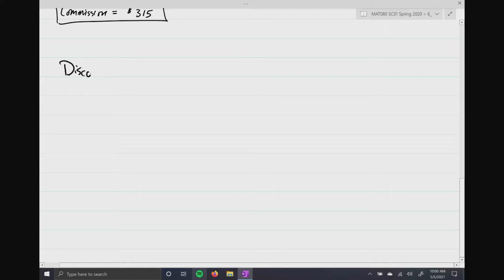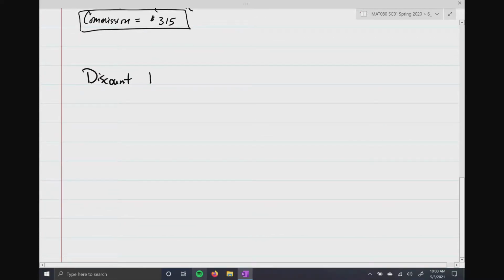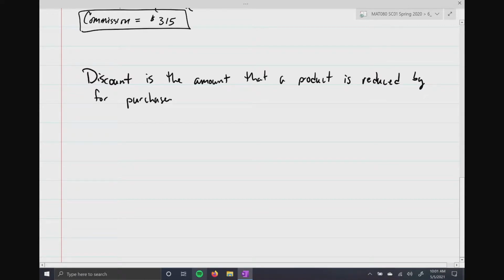So discount, I think we all know what that is, but I'm just going to go ahead and define it anyways. So discount is nothing more than, and this is just a loose definition here, the amount that a product is reduced by for purchase. Okay?